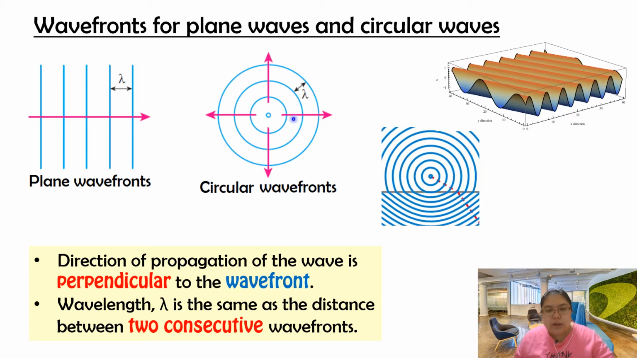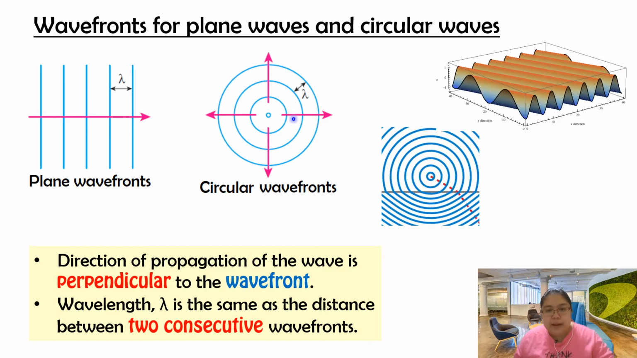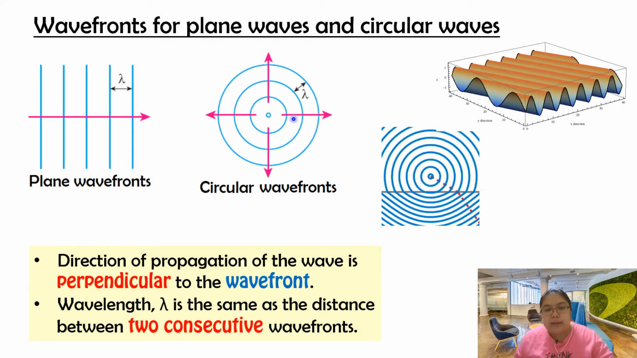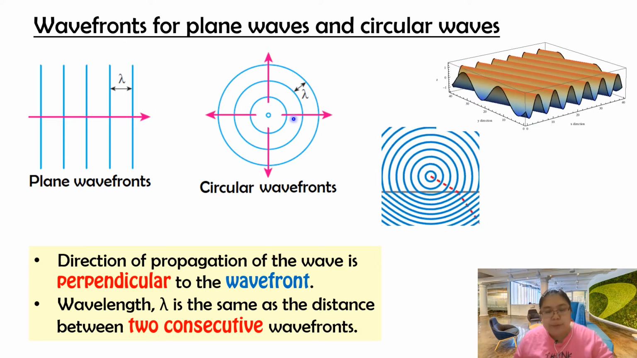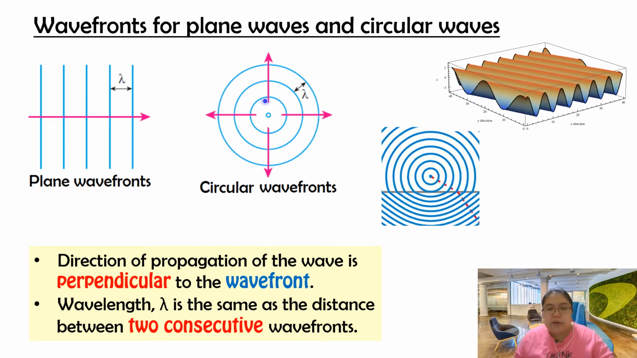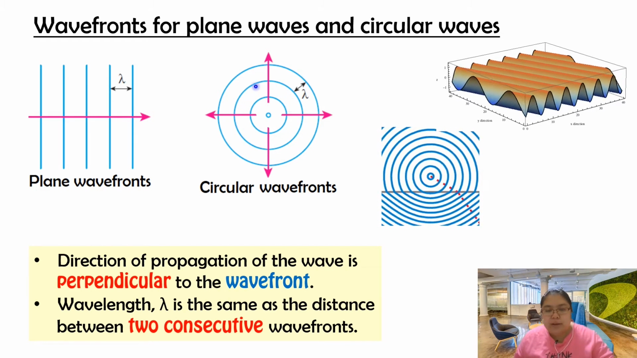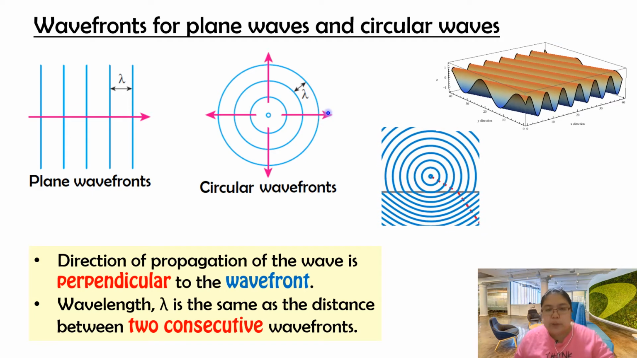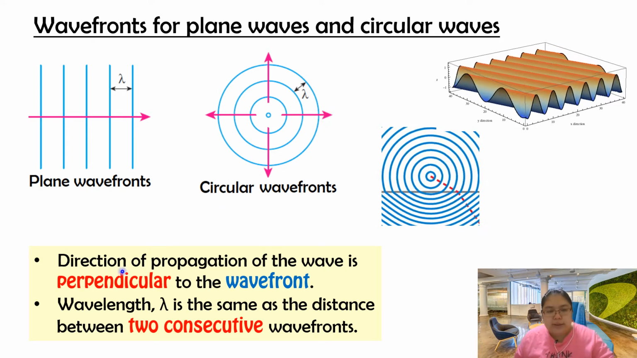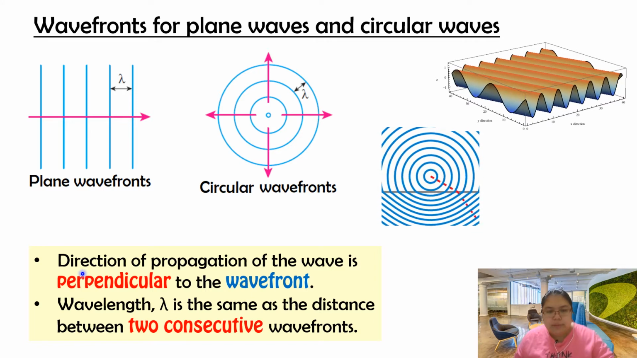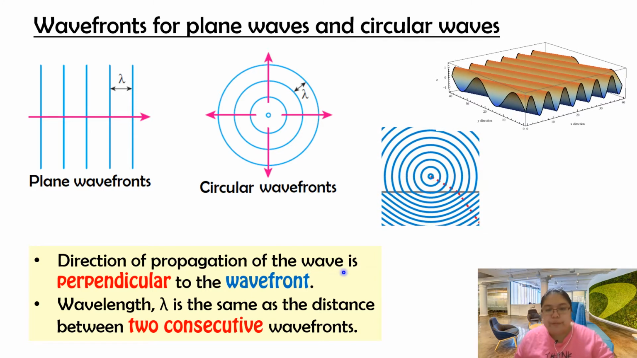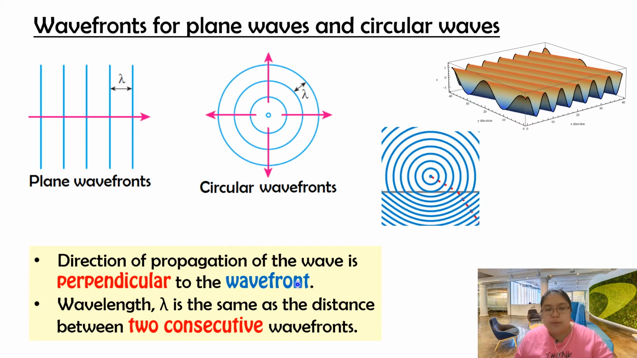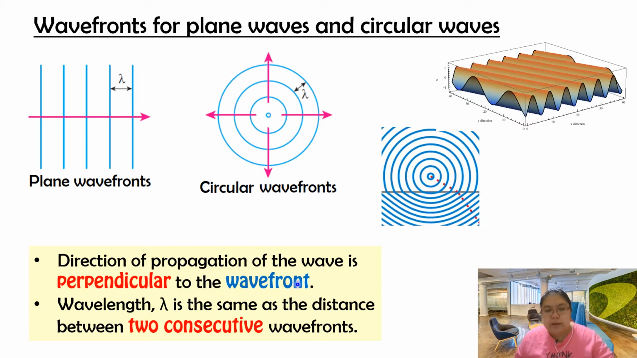For the circular wave, the direction of the wave goes in every direction, because the energy spreads outward and is lost. So when you draw the circle for the wavefront, the direction of wave propagation must be at 90 degrees to the wavefront. Now let's see the explanation: the direction of propagation of the wave is perpendicular to the wavefront.